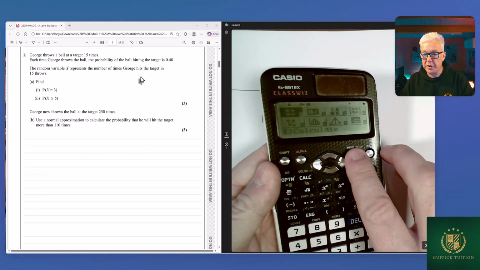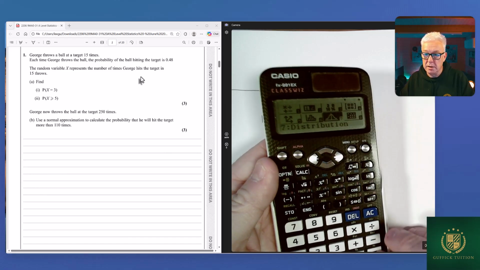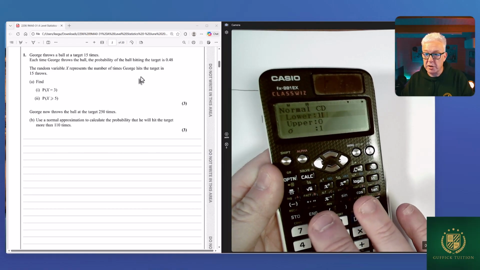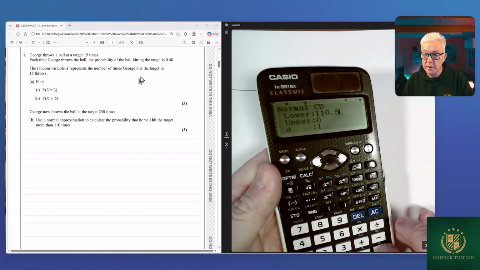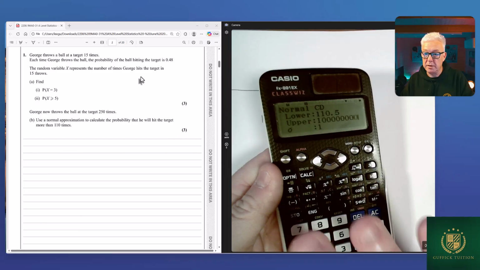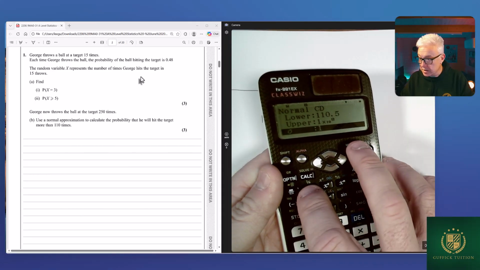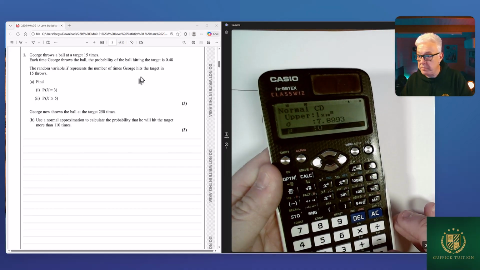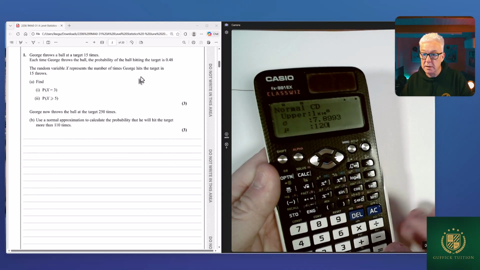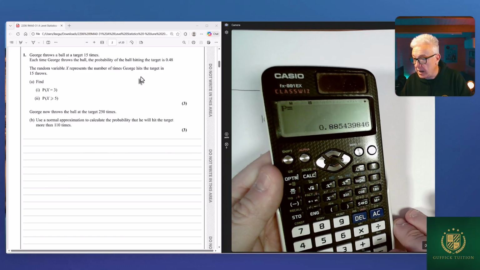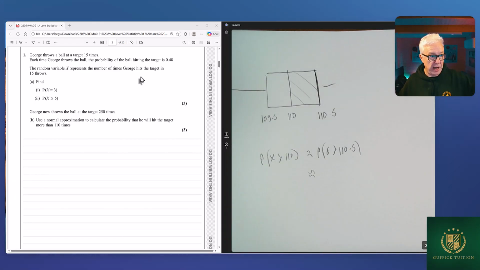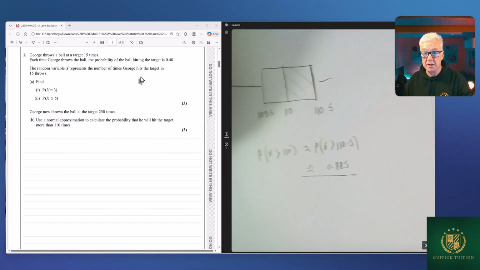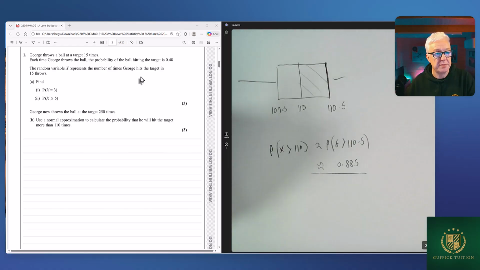Okay, let's have a look at how we're going to put that into our calculators. So we're going to go across to the normal distribution. It's going to be normal CD. The lower I'm going to put in as 110.5. The upper I'm just going to put in as a really big number. My standard deviation is the square root of 62.4, and my mean is 120. So I put all that in and I get my value there is going to be 0.885, okay, which is our answer. So 0.885 is the answer. So quite a nice question there to start this paper.